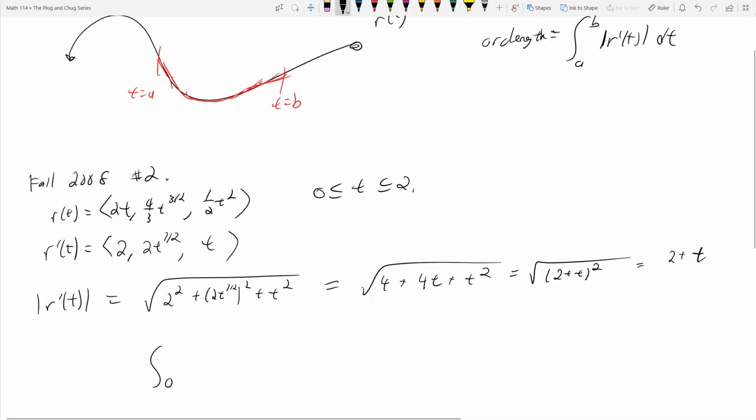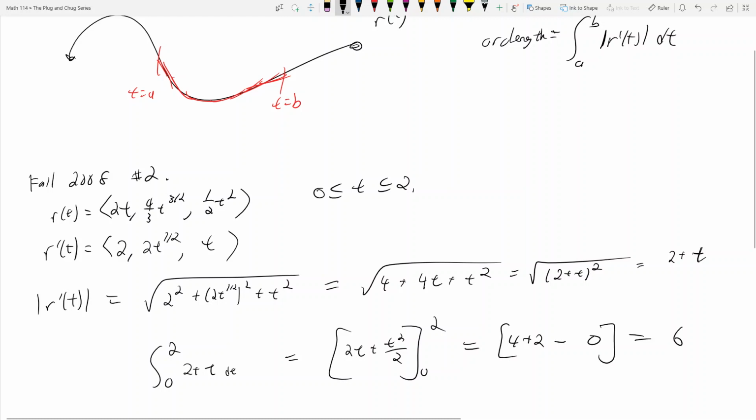So then we're going to integrate from 0 to 2, t from 0 to 2, of the magnitude of our velocity, which is 2 plus t, and of course there's a dt, which is needed, and that's equal to 2t plus t squared over 2, and all of this gets evaluated from 0 to 2, and so I get 4 plus 2 minus 0, which gets me 6. All right, so the arc length is 6 units. We don't have a unit, so the arc length is just going to be 6, and that's how you do an arc length problem.